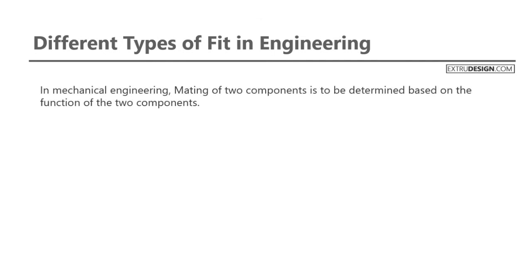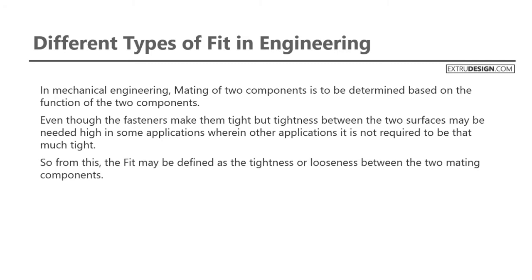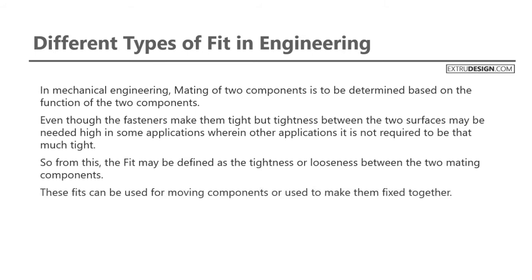In mechanical engineering, the mating of two components is determined based on the function of the two components. Even though fasteners make them tighter, tightness between the two surfaces may need to be high in some applications, whereas in other applications it is not required to be that tight. So from this, the fit may be defined as the tightness or looseness between two mating components. These fits can be used for moving components or to fix them together.